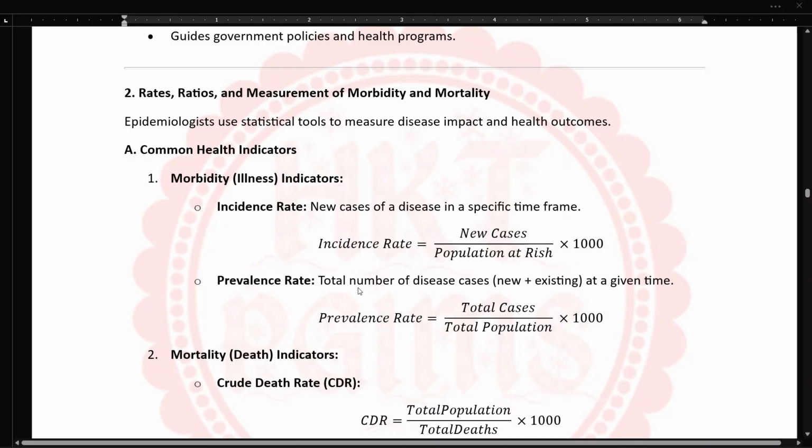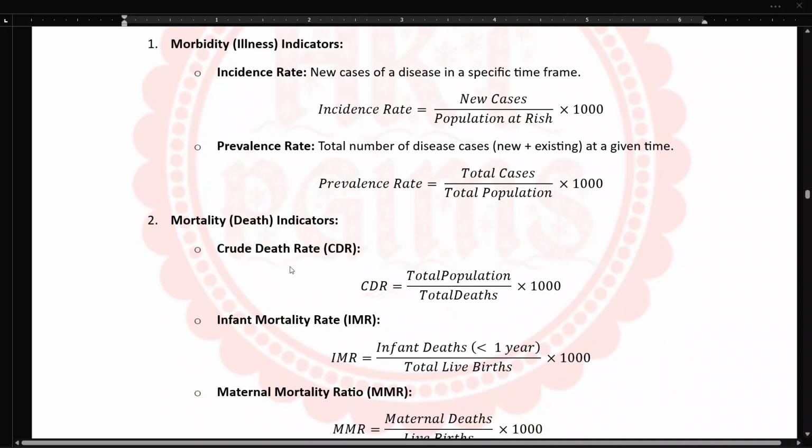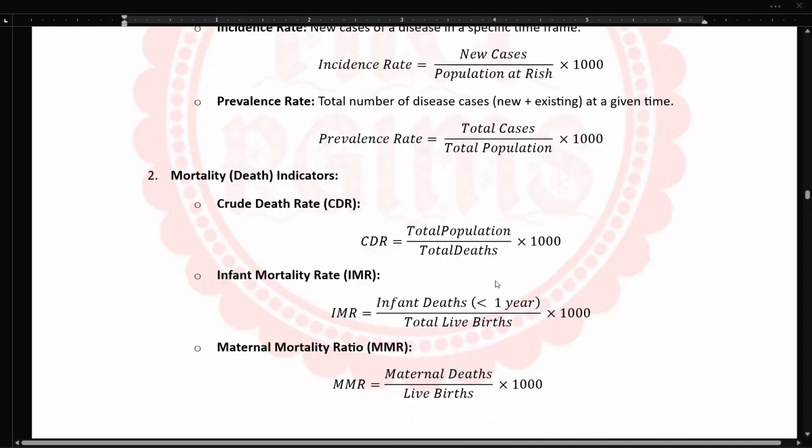Then we have prevalence rate. What is prevalence rate? The total number of disease cases, new plus existing, at a given time. Prevalence rate is total cases by total population into 1000. Next we have mortality. Mortality is the death indicator. So crude death rate, as we already discussed: CDR is total deaths by total population into 1000.